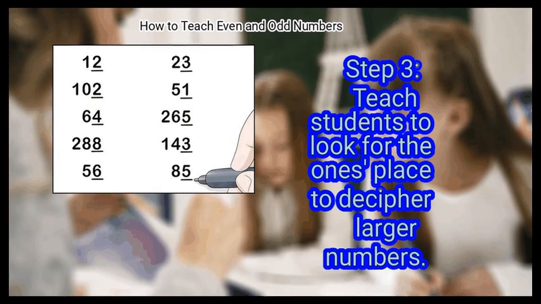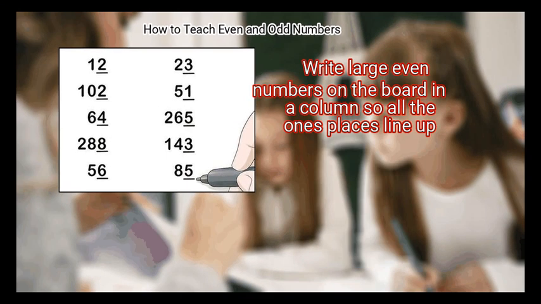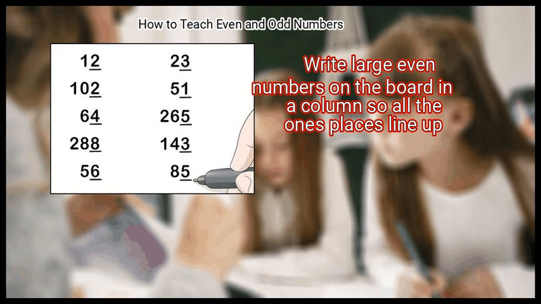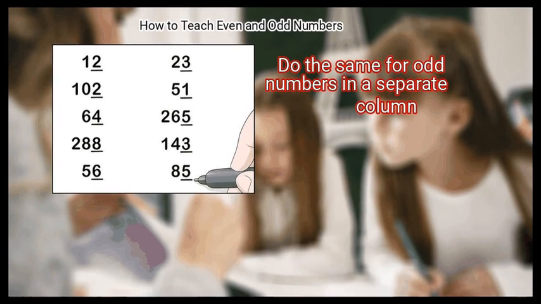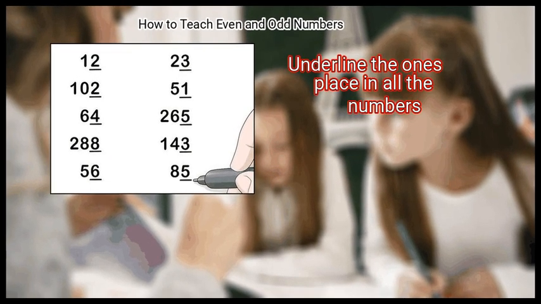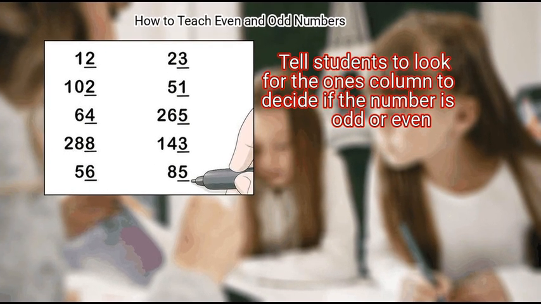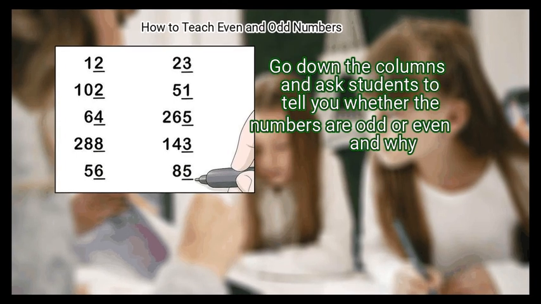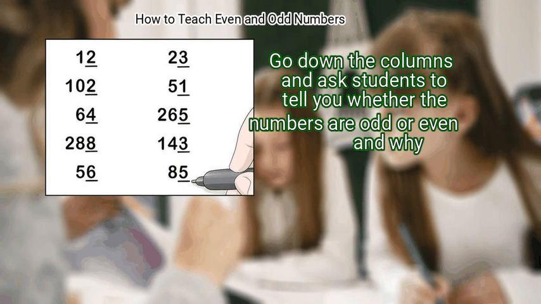Finally, teach students to look for the ones place to decipher larger numbers. Write large even numbers on the board in a column so all the ones places line up. Do the same for odd numbers in a separate column. Underline the ones place in all the numbers. Tell students to look for the ones column to decide if the number is odd or even. Go down the columns and ask students to tell you whether the numbers are odd or even and why.